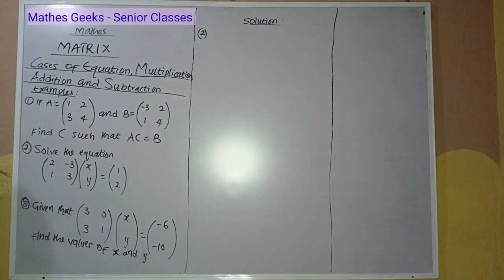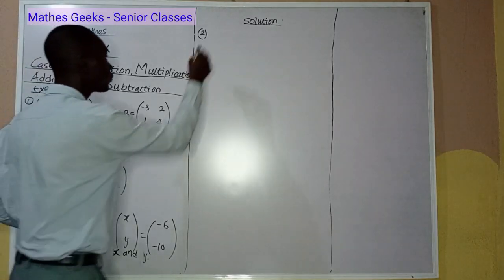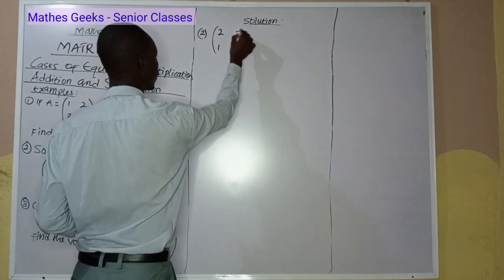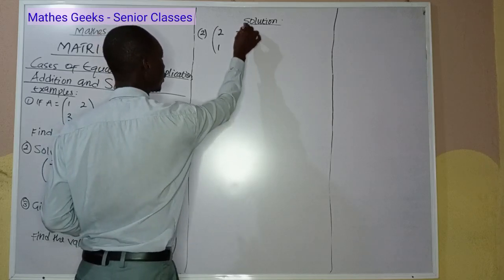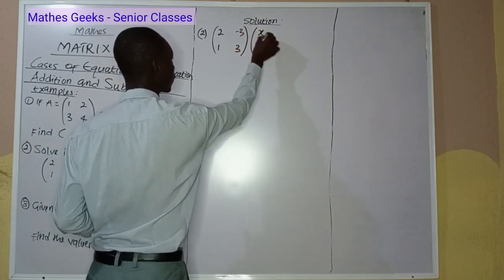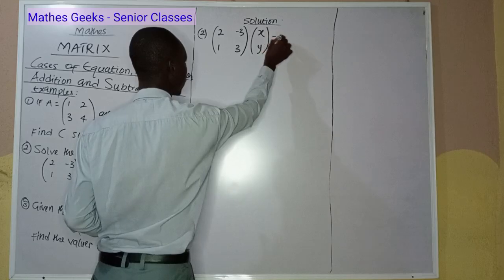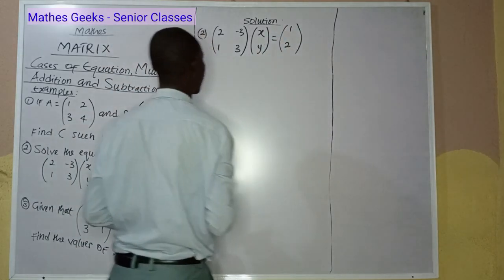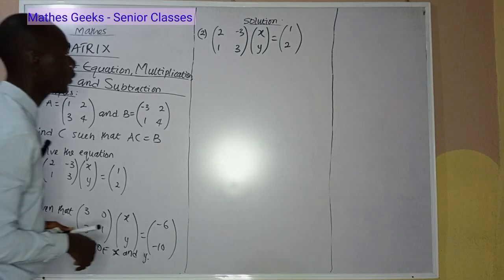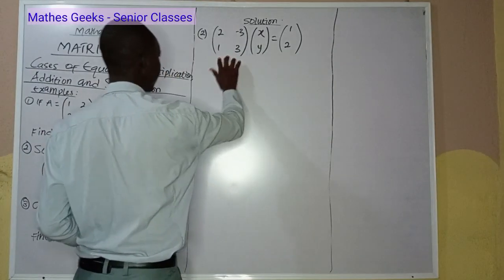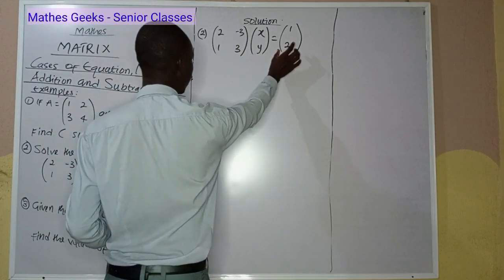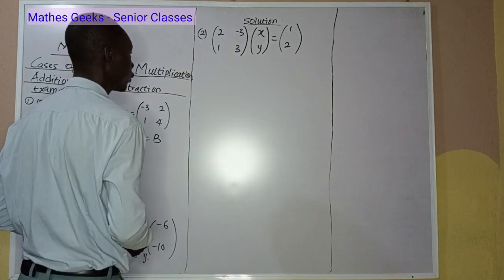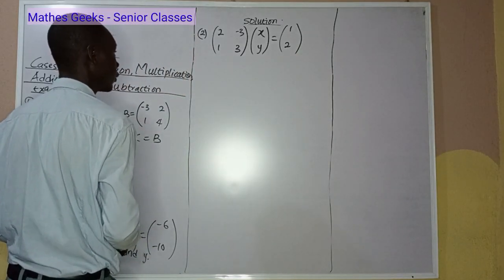Number 2, it says solve the equation [2, 1; -3, 3] times [x; y] equals to [1; 2]. So we're going to multiply this matrix by this matrix and equate it to this matrix. Then the resultant equation we're going to solve until we get the values of x and y.